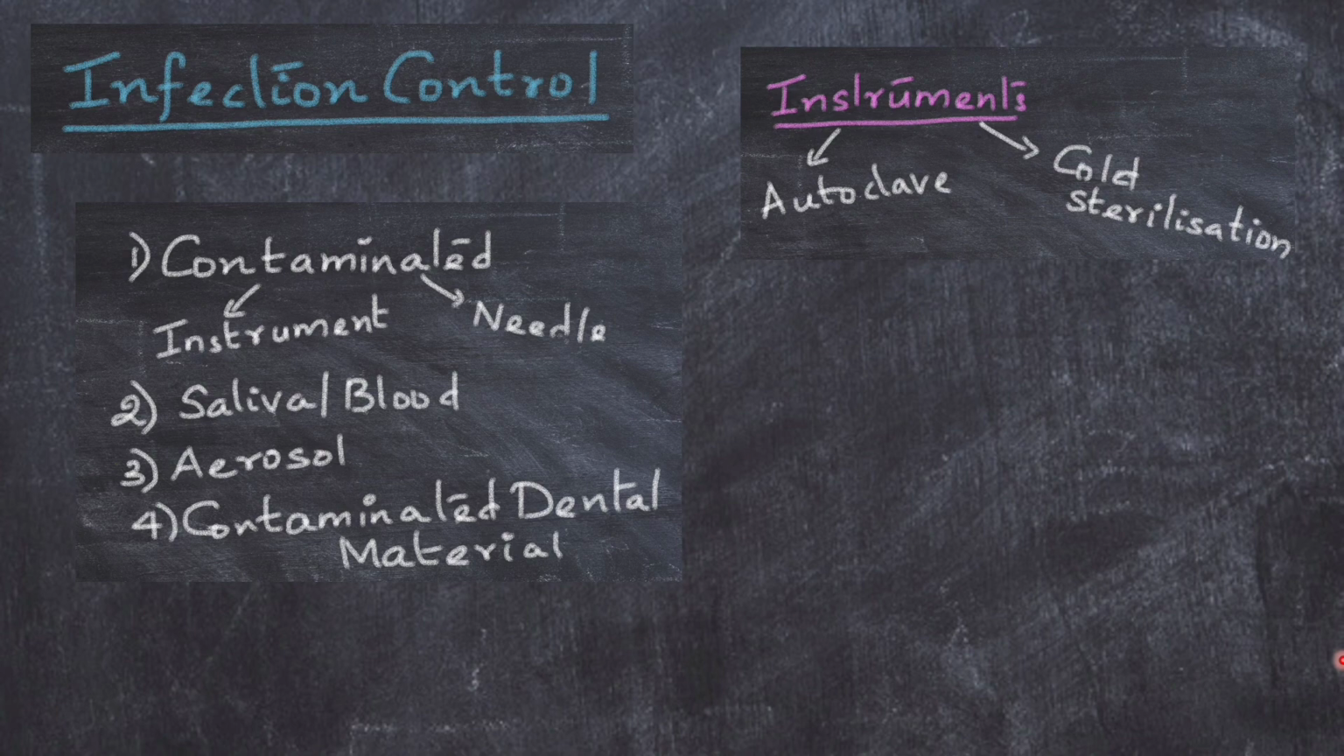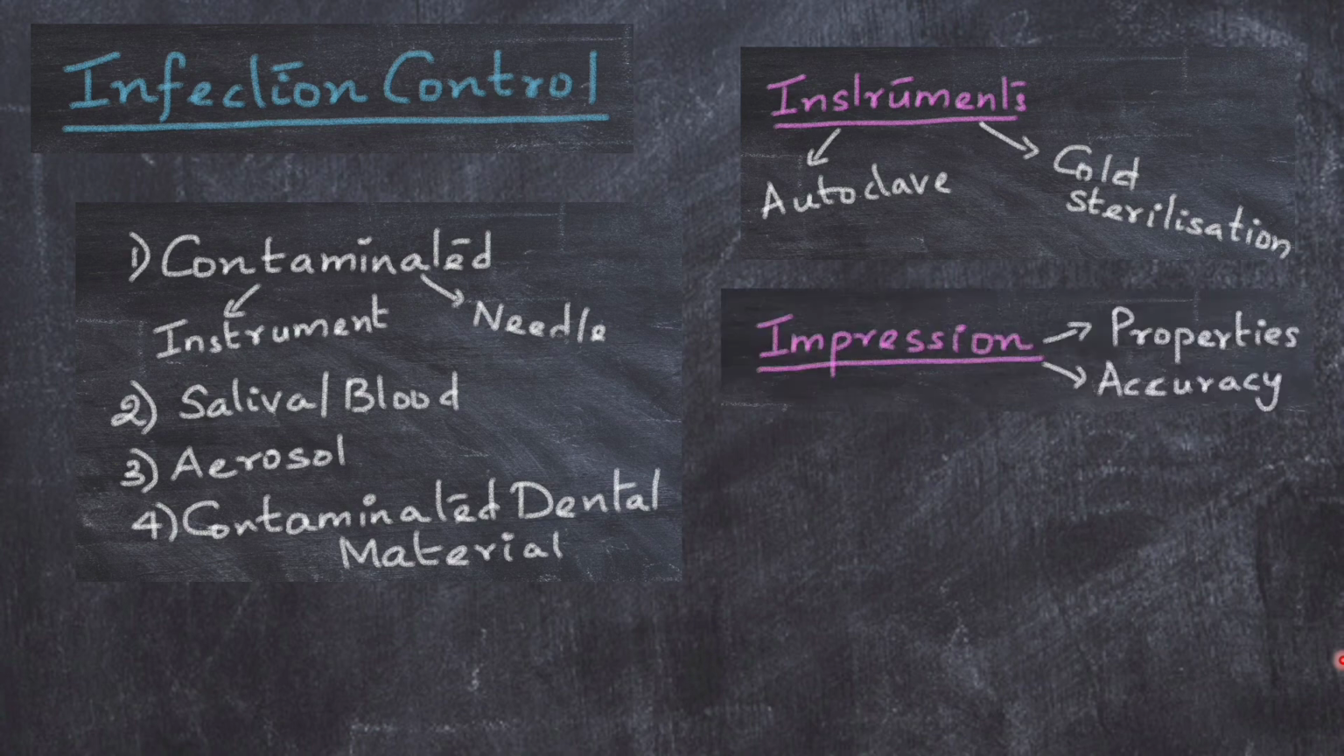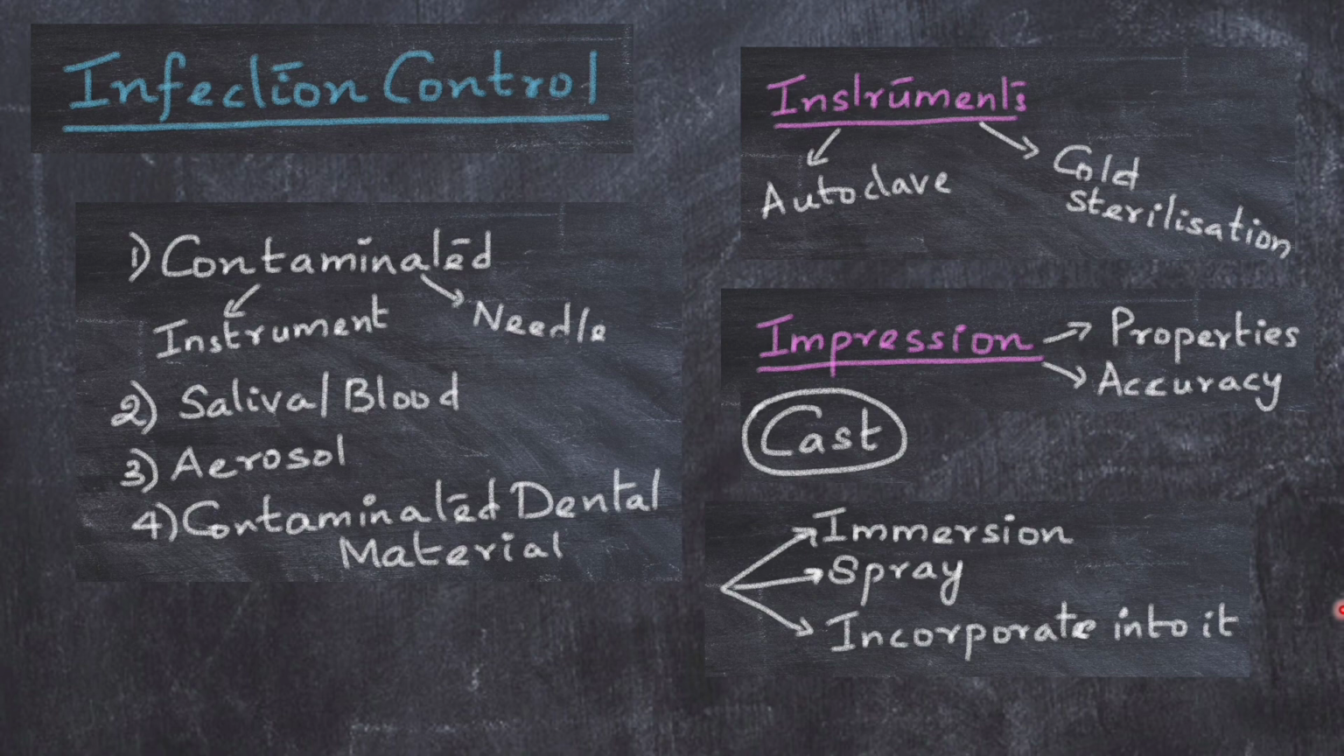Then when you're disinfecting an impression that is taken from the patient, you should make sure that the disinfecting material does not alter the property or accuracy of the impression. If the impression is not disinfected, the cast that is formed should be disinfected before handling it. So how can this be disinfected? It can either be immersed in the disinfectant, sprayed on the material, or you can incorporate the disinfectant in the impression material.